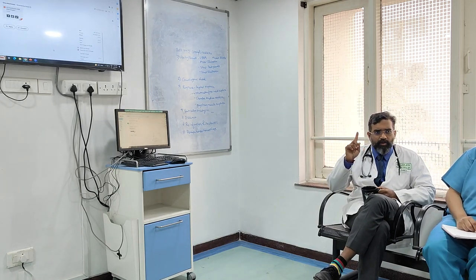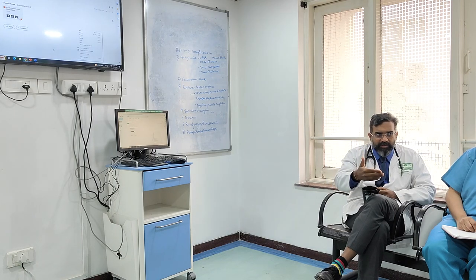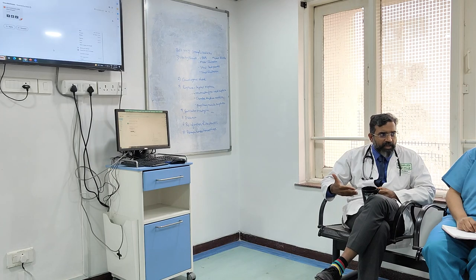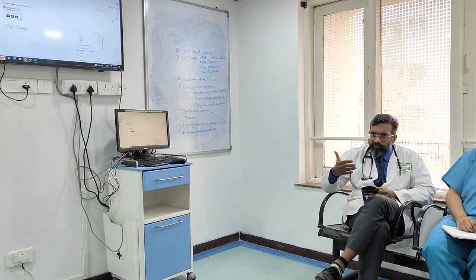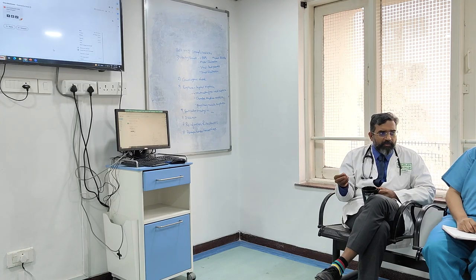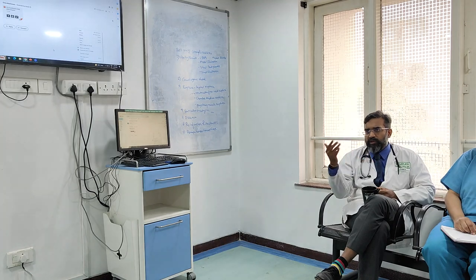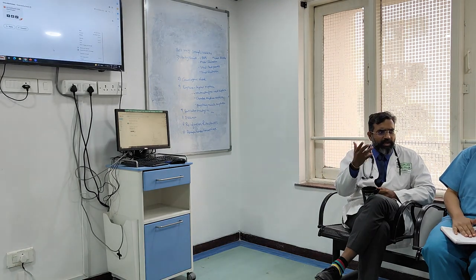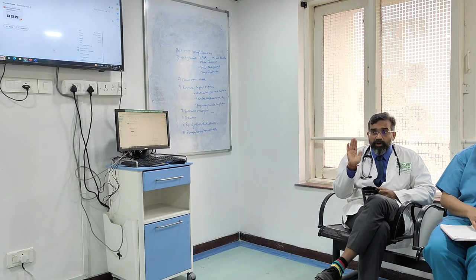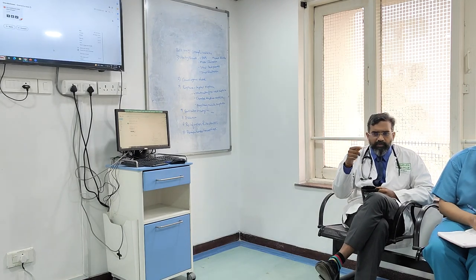T wave inversion of more than 1 mm. So this is something you're going to see on your ECG. If the ECG shows any of these characteristics, then I will do an echo, and I will see whether I am seeing findings which are very different from what it was initially. Initially it was an anterior wall, now I am seeing an inferior wall. Initially it was lateral wall, now I am seeing apical wall. Then you are going towards a diagnosis of restenosis and reinfarction, and this will follow the same criteria.